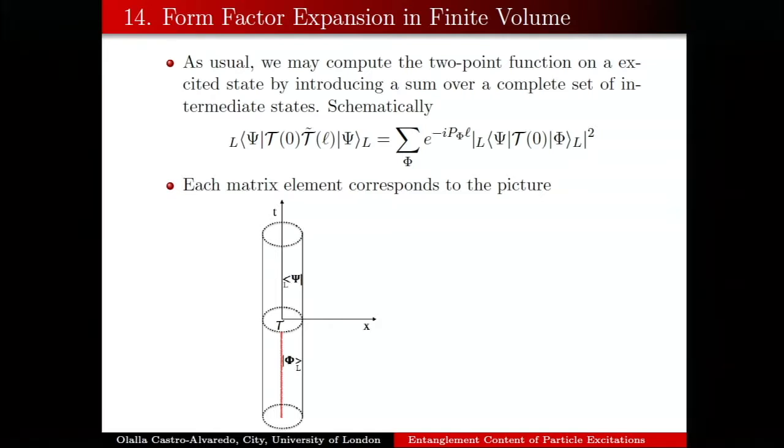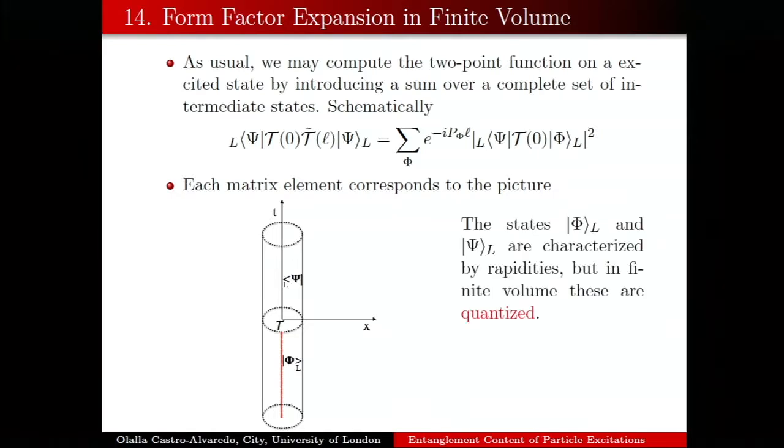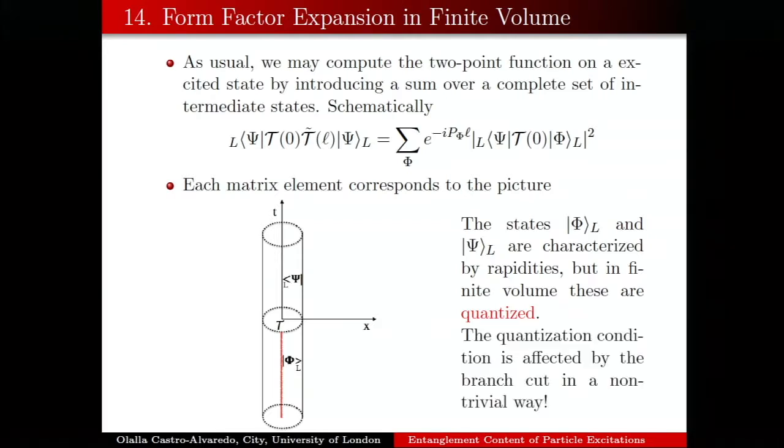Okay, so this is one technical step. Once you have done that, each of these matrix elements you can represent as an object like this. And because you're computing things in finite volume, the technically tricky aspect of the calculation is that you have this state, which was your excited state, and you have that intermediate state in there. Because there is a branch cut in here, and because there is finite volume, the momenta of the particles in those states will be quantized. The way in which they are quantized really depends on the presence of this branch cut. And because this is a branch point twist field, which is rather non-trivial, this quantization condition is relatively complicated. This is the part of the calculation that's more complex, and that's why we did free theories and not more general ones.